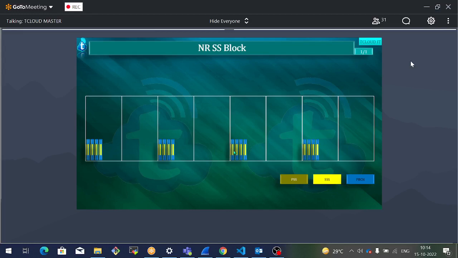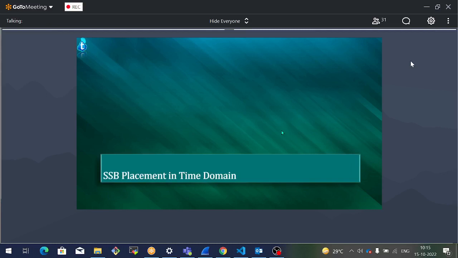Now, the SSB is repeated multiple times, and each one we call a block. When multiple blocks are repeated together, we call that a burst, which I will introduce later. This SSB block repeats in time domain, not in frequency domain. Okay. Now we have to understand where this SSB is placed. SSB is going to be placed by the operators. First, we are going to see this SSB placement in the time domain.